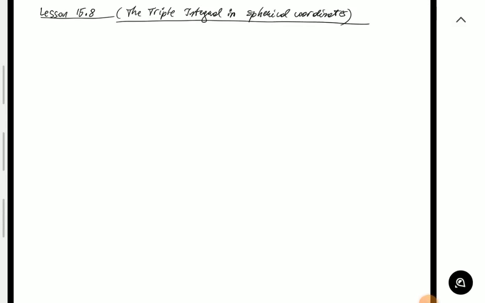Good evening. So today we will go over the triple integral in spherical coordinates. Somewhat similar to the double integral in polar coordinates. It is often the case that the Cartesian coordinates are completely inappropriate in some situations.